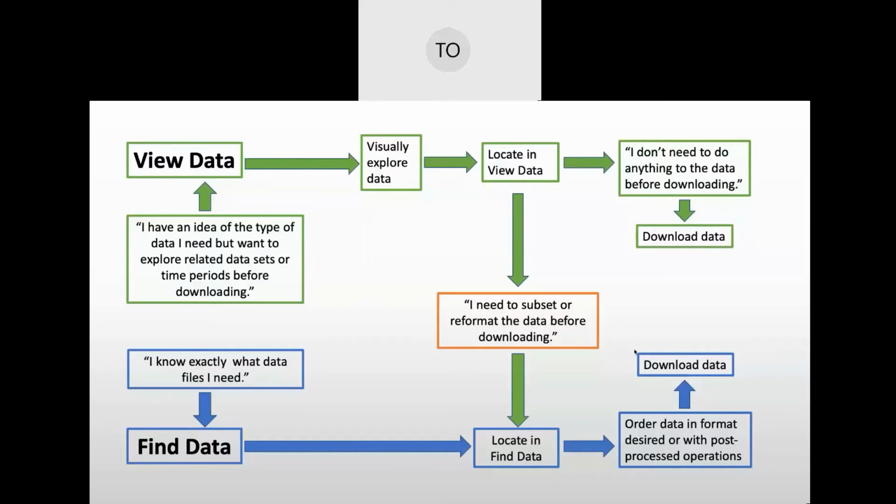So essentially, you can locate your data by exploring it in View Data, and then go over to Find Data and order that specific data if you need it in a different format. Otherwise, you can stay with View Data and download it all there as well, but it won't be able to be reprocessed in some of those post-processing operations that Find Data offers.